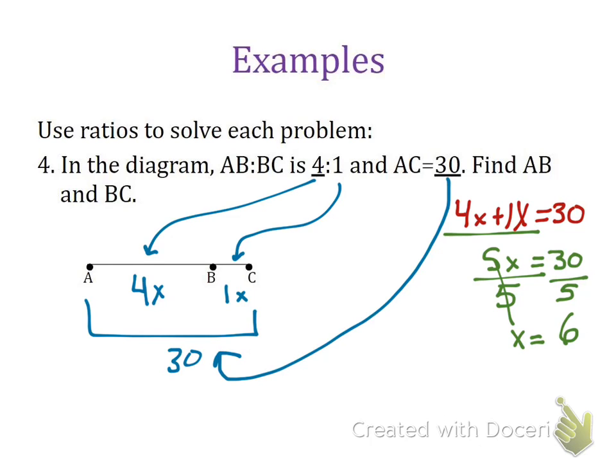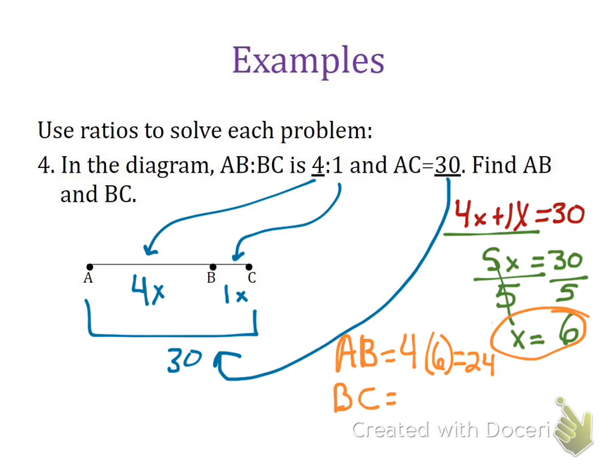Now, that doesn't answer our question, though. It says find AB and BC. So what am I going to do with my x value of 6? Plug it back in. AB would be 4 times 6, since it's 4x, which equals 24. BC is 1 times x, which is 6.